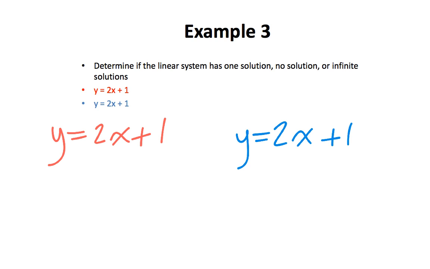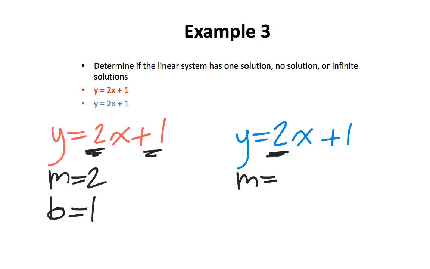If you take a close look at the red line, the slope is 2, and the y-intercept is 1. Meanwhile, for the blue line, the slope is also 2, and the y-intercept is also 1. Since these slopes are the same and the y-intercepts are the same, that means these two lines are identical and they are overlapping, which means there are infinite solutions.